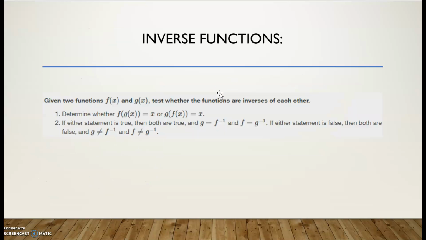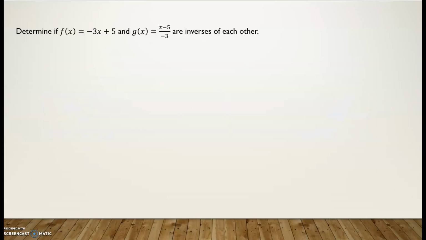Now we already said, how do you test to see if two functions are inverses of each other? You plug one into the other, and if it comes out to be x, then they are inverses of each other. If it does not come out to be x, then they are not inverses of each other. So let's look at this one. Determine if f of x and g of x are inverses of each other. So we'll do f of g of x.